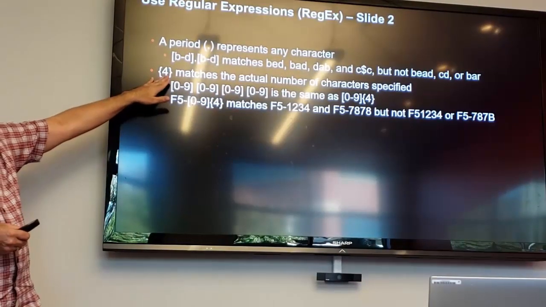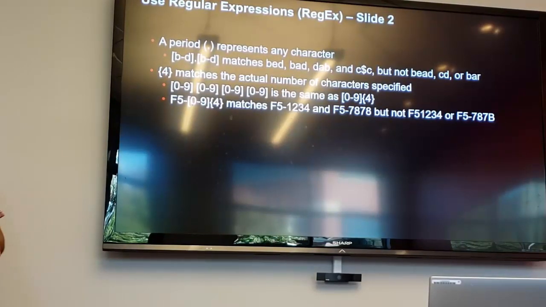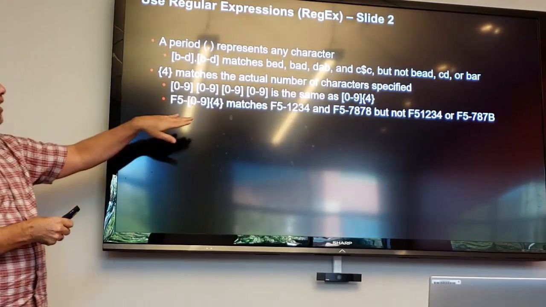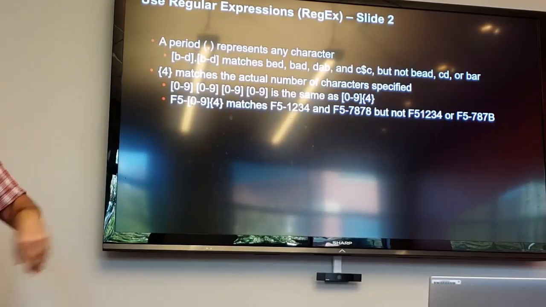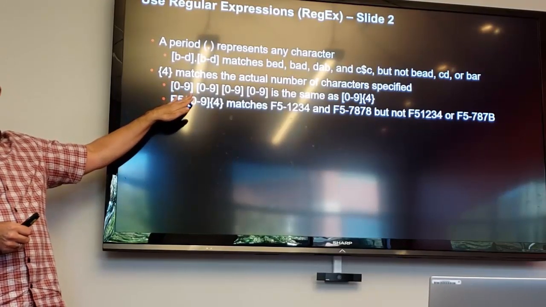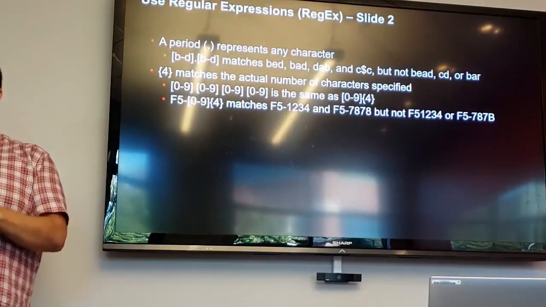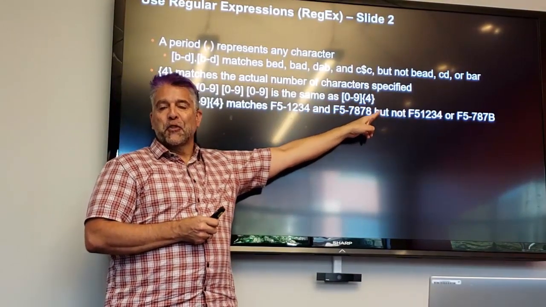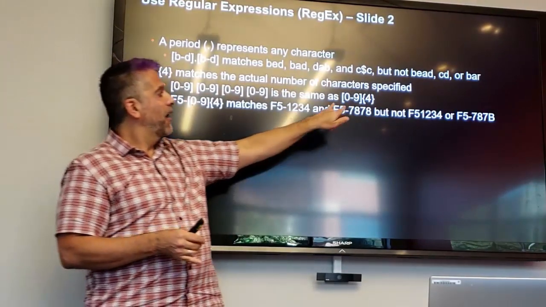And then, finally, I think this is one of the final ones here, we have the curly braces with a number. The curly braces lets us say, I want this many of something. So let's say I wanted to represent any four-digit number. I could just say 0 through 9, 0 through 9, 0 through 9, 0 through 9. That will mask any four-digit number. But I could also represent it this way, 0 through 9 with the 4 in curly braces. Now it's saying any 4 of that item.